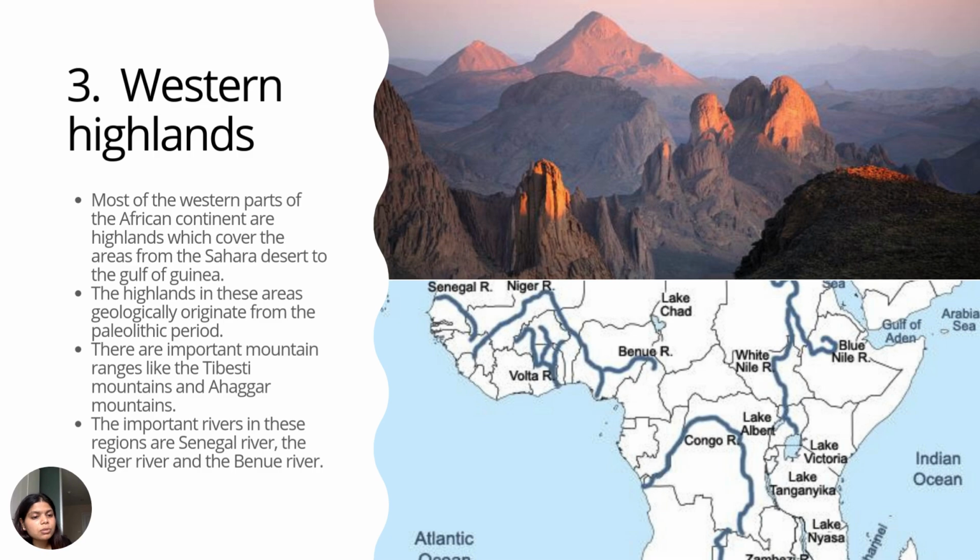Now there are also some important rivers located to the west. For example, that is Senegal River, Niger River, and Benue River. Okay, these are three very important rivers that we have as well. You can see towards the west of Africa.